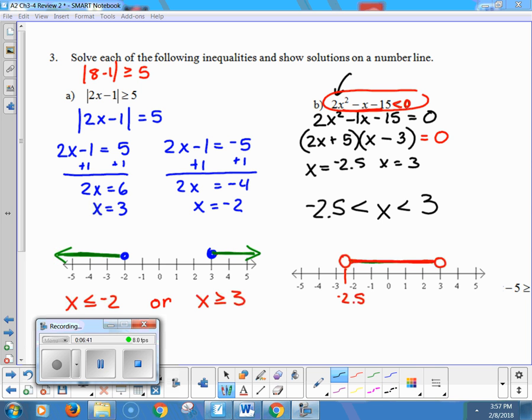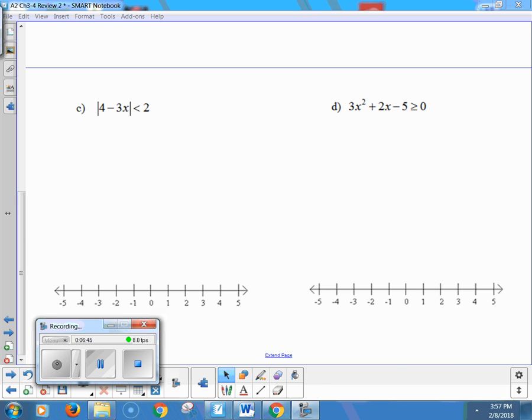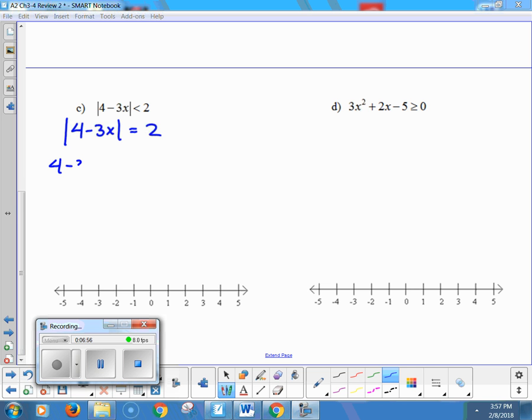Moving on to part C. Part C, so again, I'll find some boundary points. I'll write absolute value of 4 minus 3x equals 2. And so that would mean 4 minus 3x would either be 2 or 4 minus 3x could be negative 2.